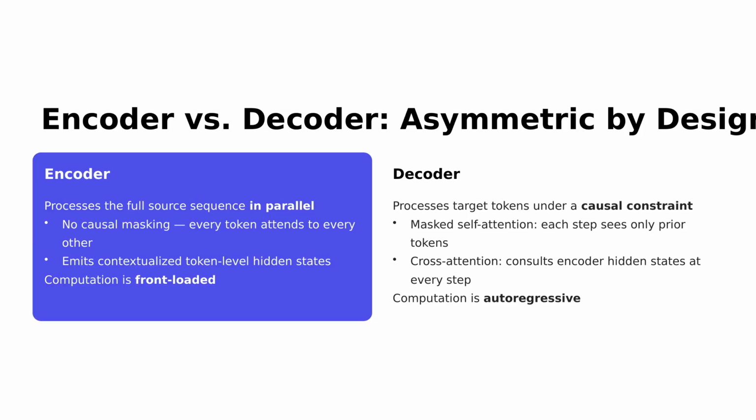This slide highlights why encoders and decoders are asymmetric by design. The encoder reads the entire source sequence at once, with no causal mask, so every token can attend to every other token in parallel. It produces contextualized hidden states up front. The decoder works differently. It generates the target sequence autoregressively, using masked self-attention, so each step sees only earlier tokens, while cross-attention repeatedly consults the encoder's representations.